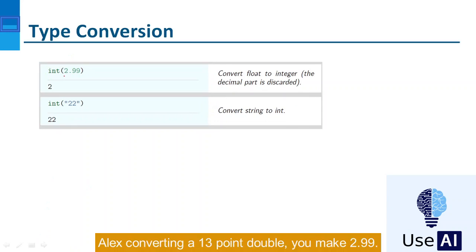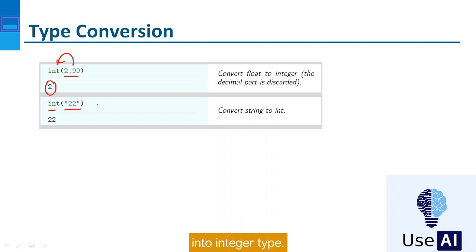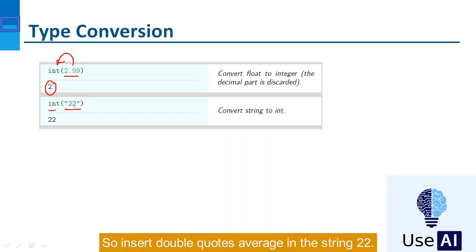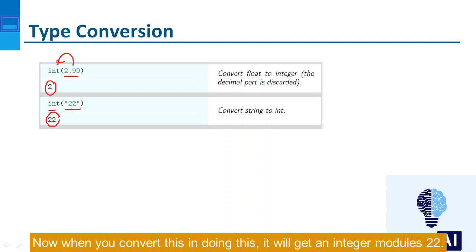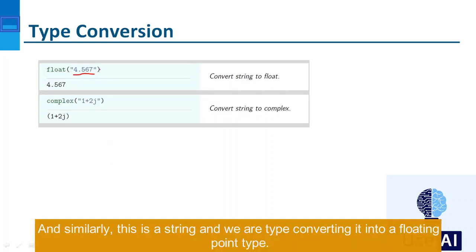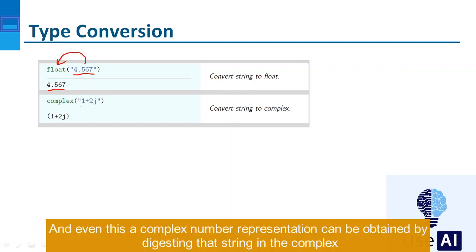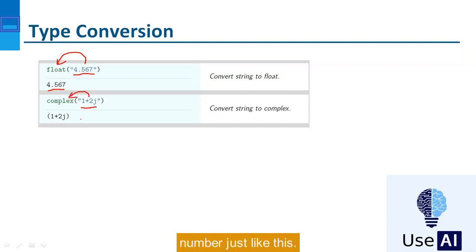And next, converting a floating point value like 2.99 into integer representation, you will get the result 2. Similarly, a string can be typecasted into integer type. Inside double quotes, I have written a string 22. Now when you convert this into integer, you will get an integer value of 22. Similarly, this is a string and we are type converting into floating point type. So the result will be 4.567. And even a complex number representation can be obtained by typecasting a string into complex number, just like this.